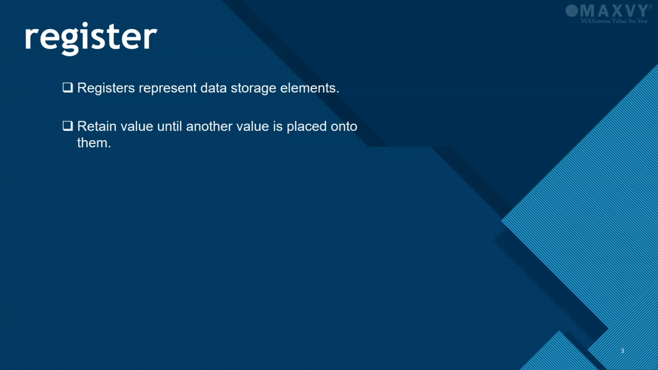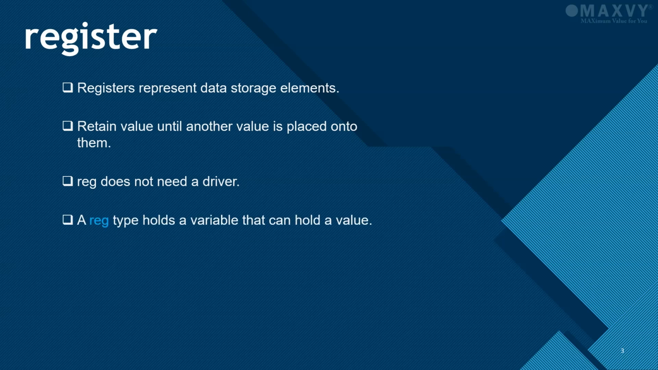This means that once a value is assigned to a reg, it will hold that value until we explicitly change it. And the reg does not need a driver to maintain its value. It is self-sustaining in this sense. A reg type in Verilog is used to declare variables that can hold a value. This is crucial for creating state machines, counters, and other sequential logic elements.